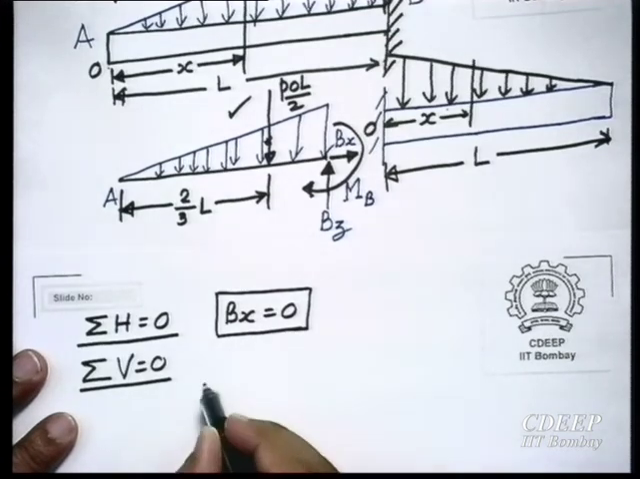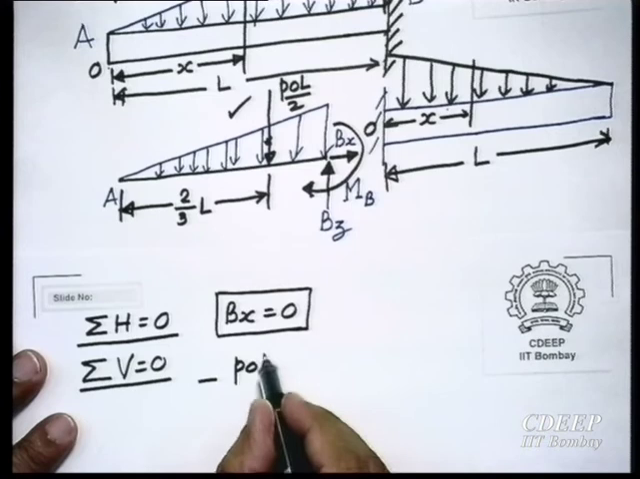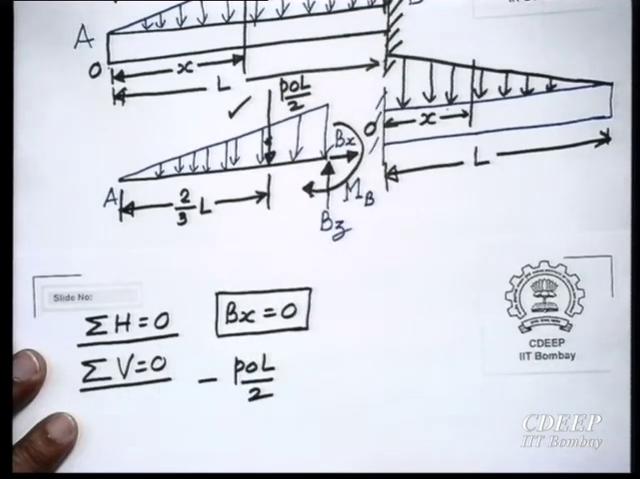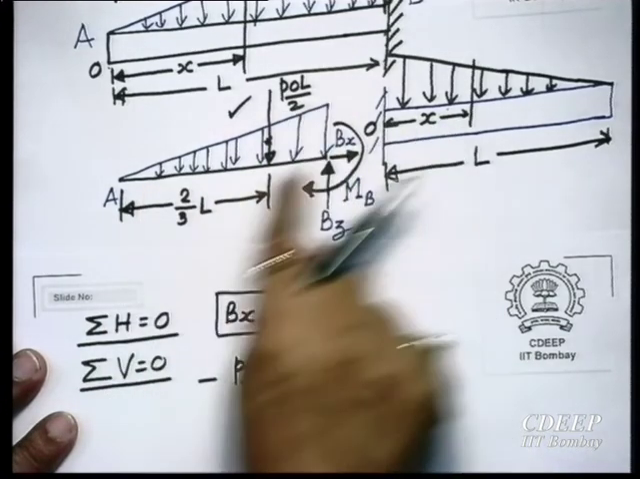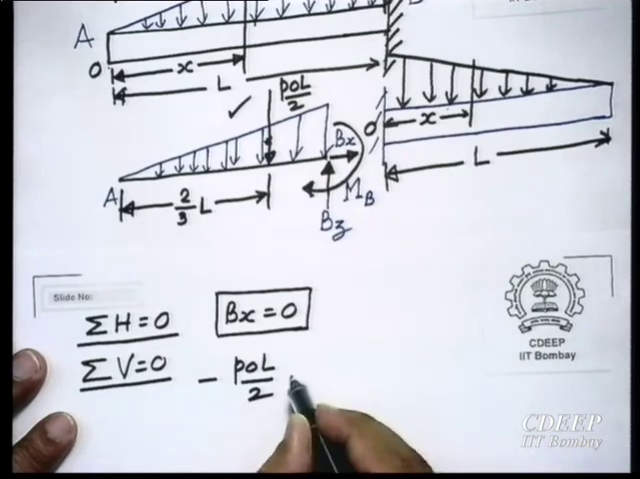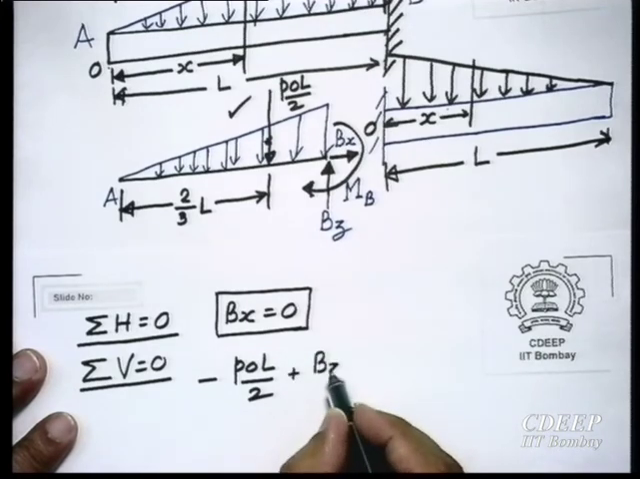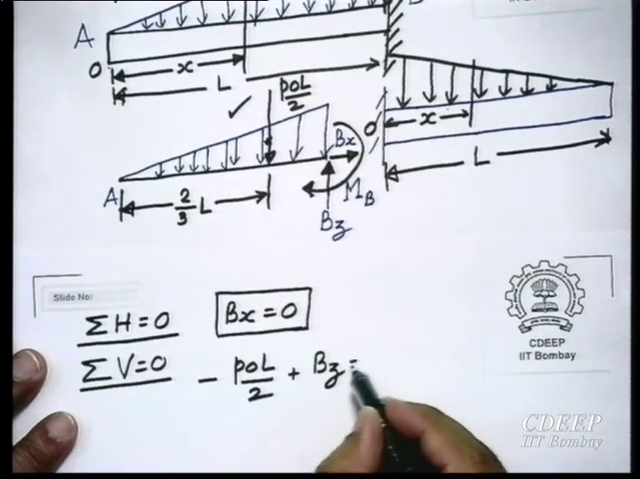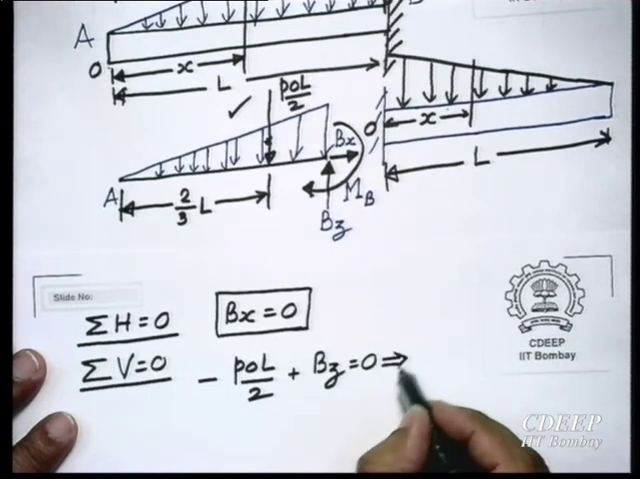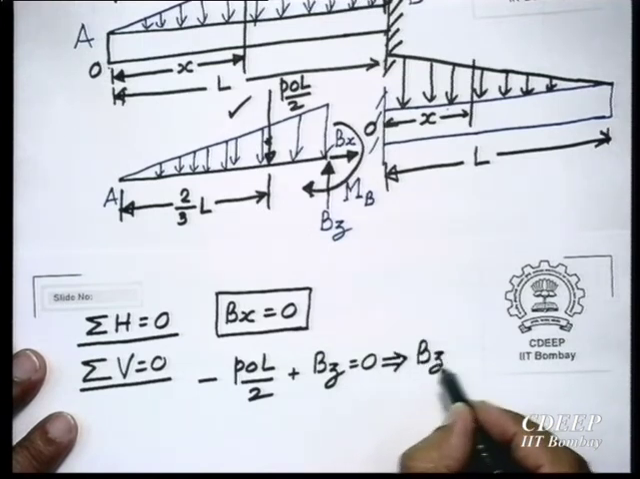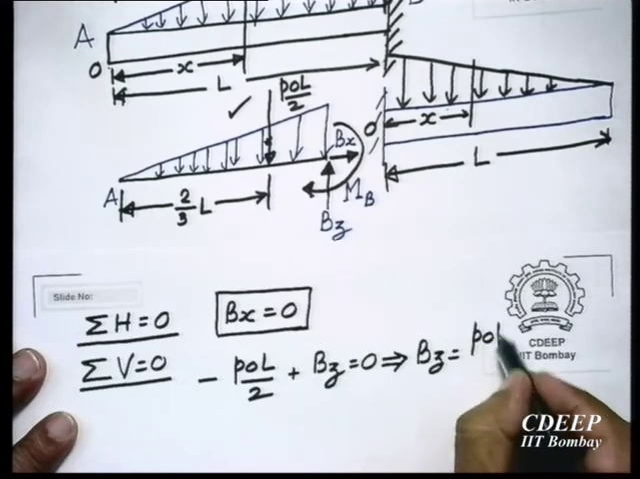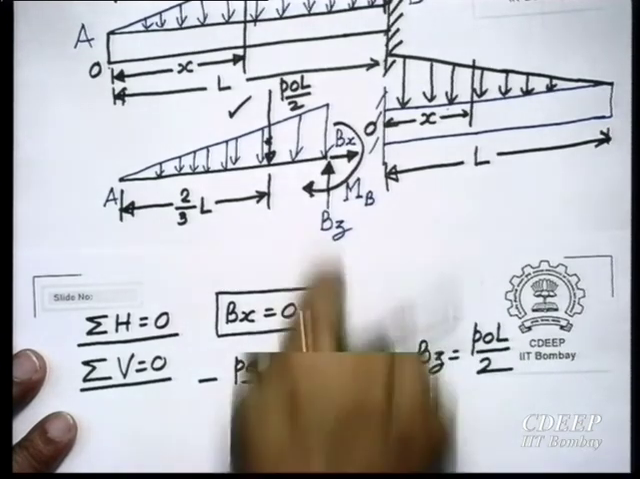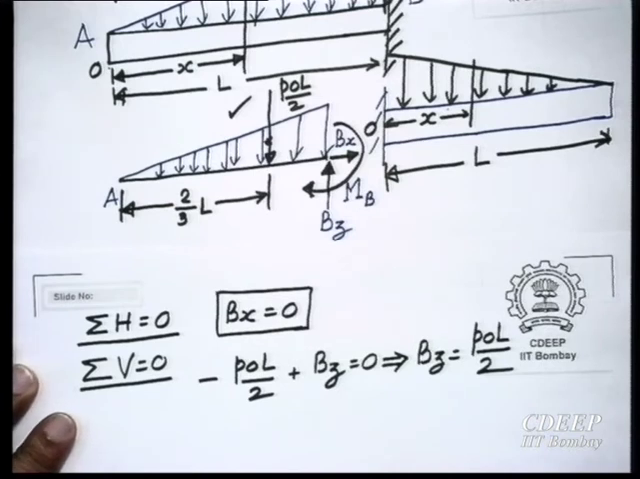So, vertical equilibrium is, yes, vertical equilibrium is minus P naught L by 2 downwards. Is there any other force? Yes, this one is there, plus Bz. Is there any other force? No. So, then this is giving me Bz equal to P naught L by 2. So, vertical reaction has come out to be positive, and that value is the total load.